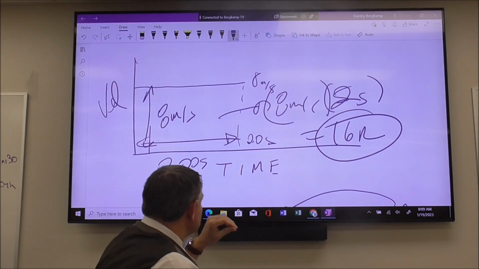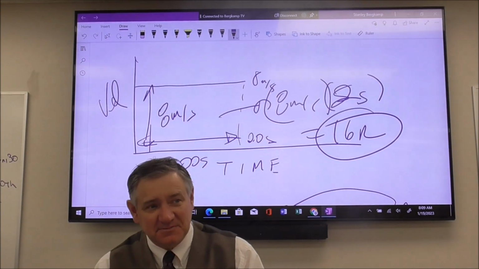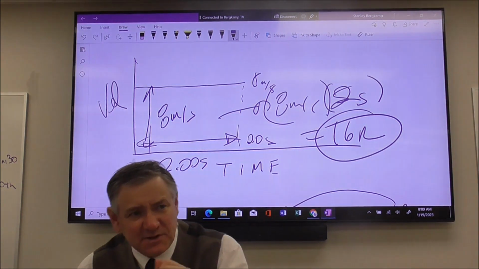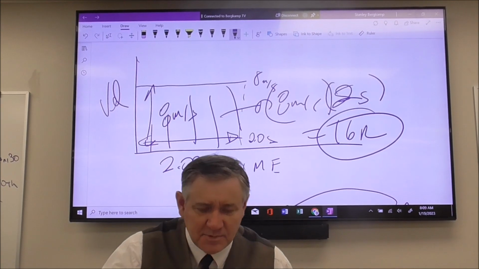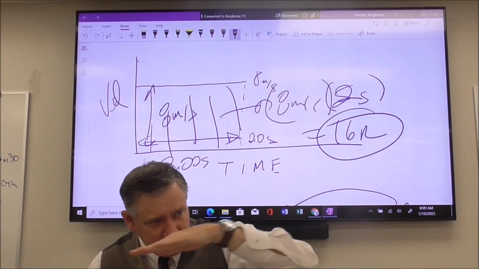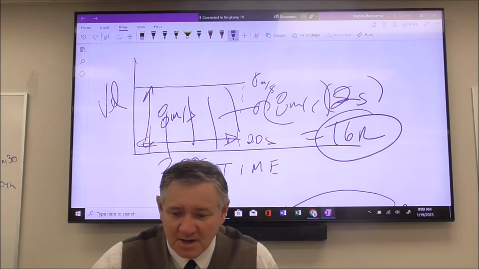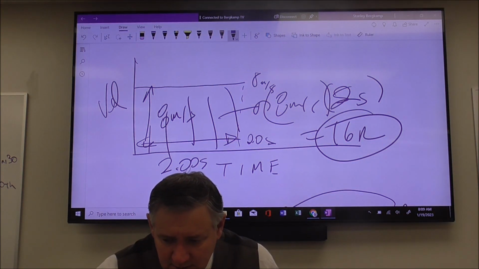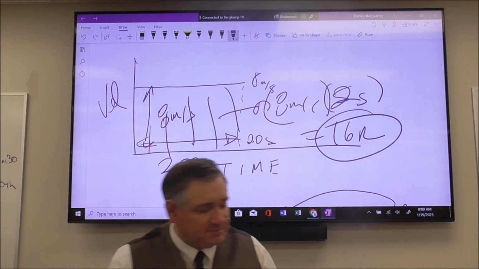Okay, so on a velocity time graph, listen to me. This is only, and I repeat, only true on a velocity time graph. The area between the line and the x-axis gives displacement. Not distance, it gives displacement. So on a velocity time graph, that area gives displacement. Okay?